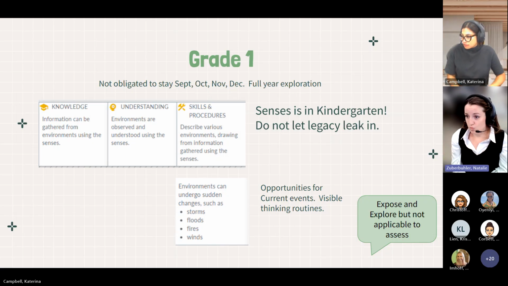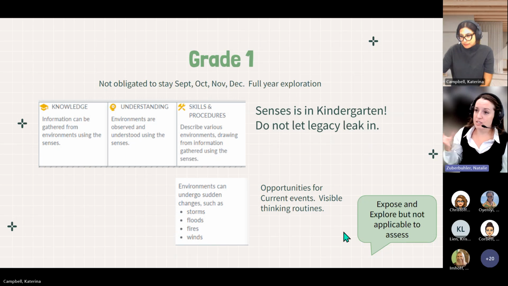Once again, there's a great opportunity for current events and visible thinking routines. We see things like environments can undergo sudden changes, such as storms, floods, fires, and winds. We just had poor Jasper had a cataclysmic fire. So what an awesome opportunity to bring social studies, current events, our local world into science as well.